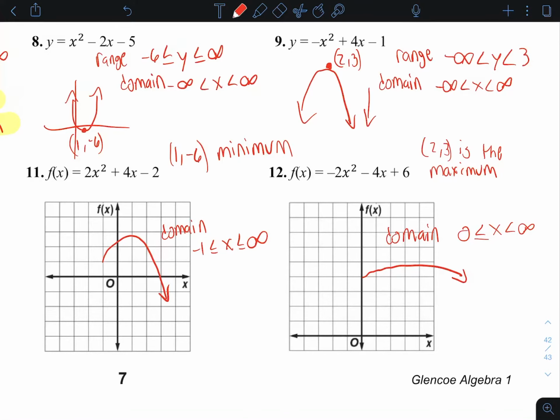But in all of these examples that I've shown you that are actually on this page in the way that they're asked, the domain goes from negative infinity to positive infinity.